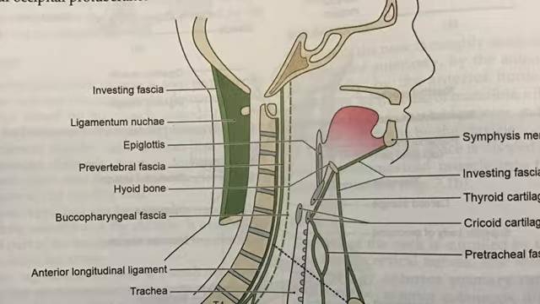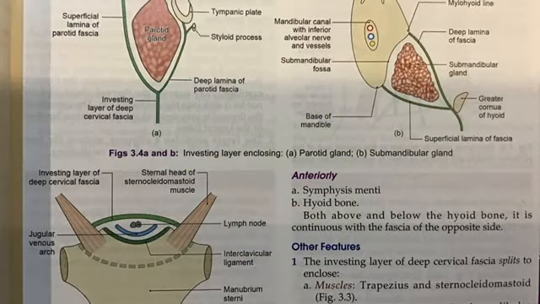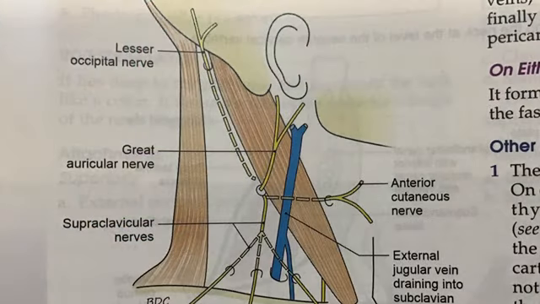Behind this is the buccopharyngeal fascia. Then behind the buccopharyngeal fascia there is the prevertebral fascia. This diagram shows the supermost layer of the deep cervical fascia, that is the investing layer, which encloses the parotid gland as well as the submandibular gland. These are the structures seen in the roof of the posterior triangle. You can see the nerves as well as the external jugular vein draining into the subclavian vein: anterior cutaneous nerve, greater auricular nerve, lesser occipital nerve, and supraclavicular nerves.